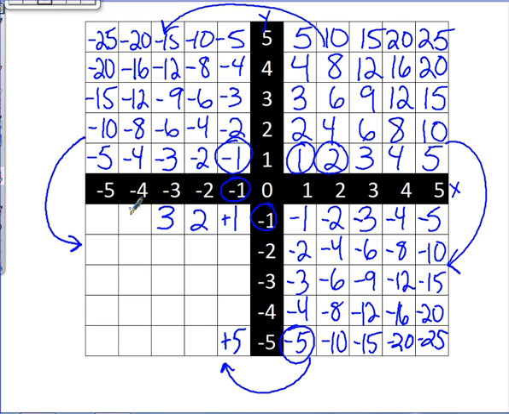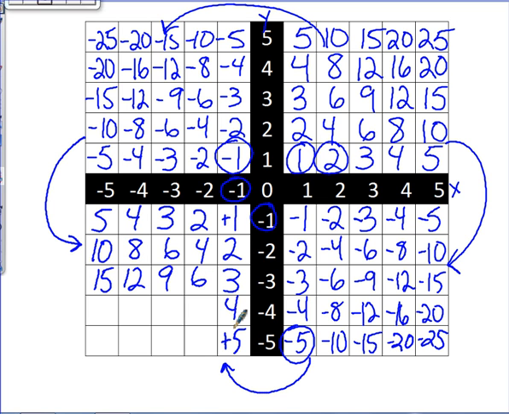So if we complete the rest of this coordinate grid, now what I'd like you to do, last thing for the notes tonight, is look at and notice what kind of factors make positive products and what kind of factors make negative products. Be prepared to share with us in class when you come in. Thank you.